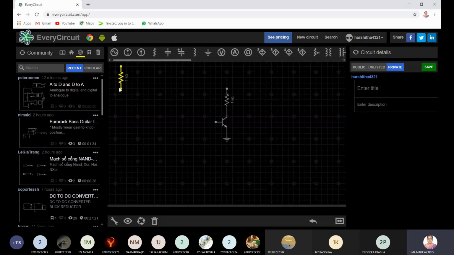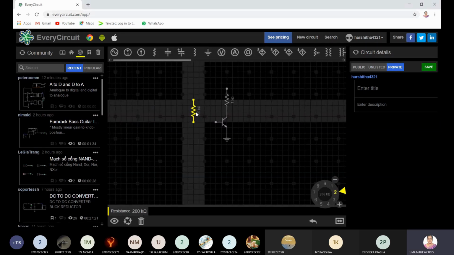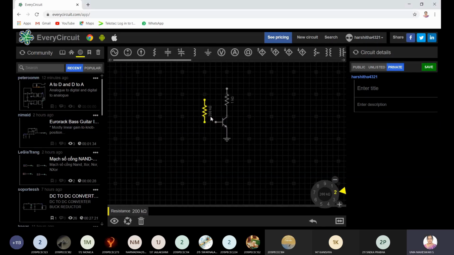So let me take this as the base resistance. The base resistance value I have to change to 200 kilo ohms. Here you have a spanner-like symbol for adjusting the value. You can move this and adjust to the required value. So 200K, you drag and place it here. Wherever you want a wire, just click the start and end point, and you'll get a wire.